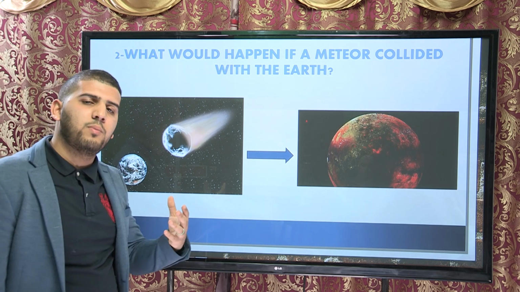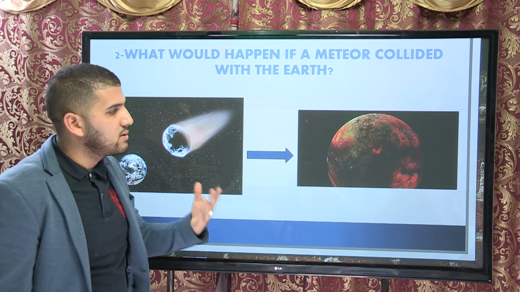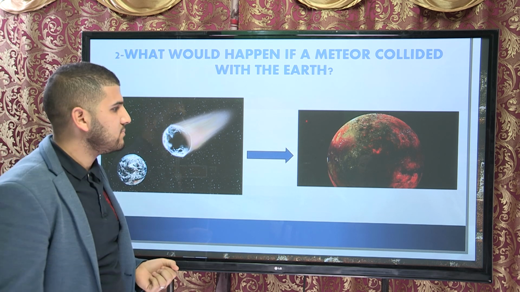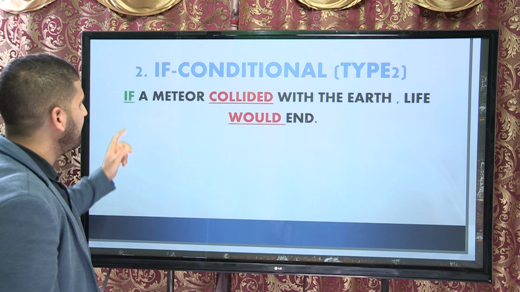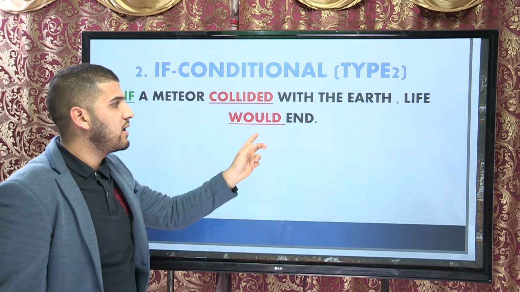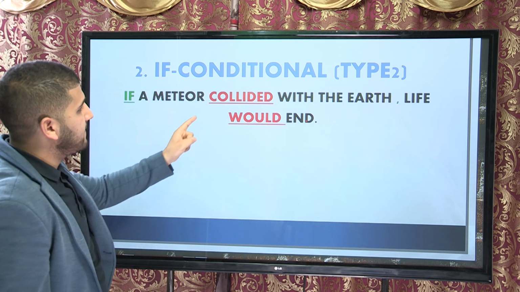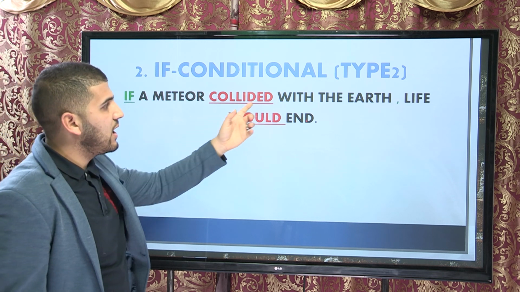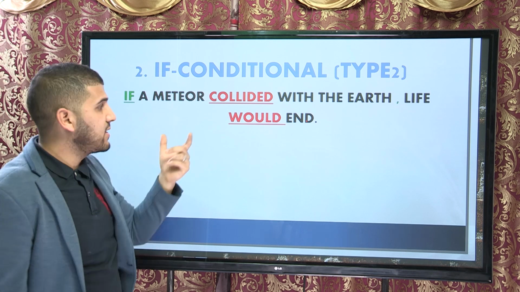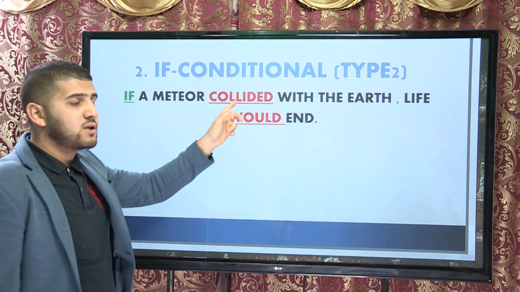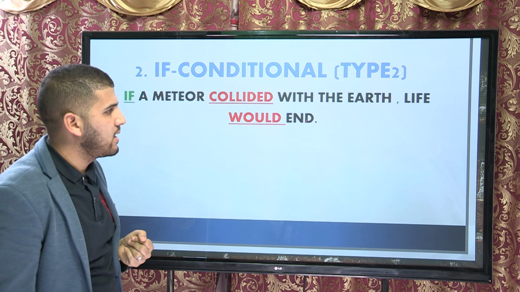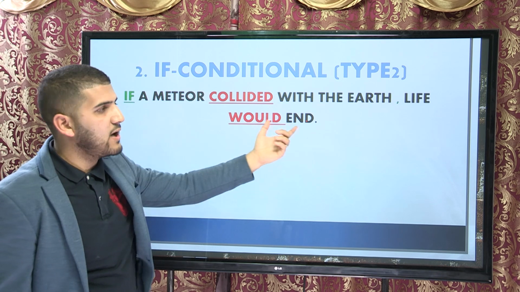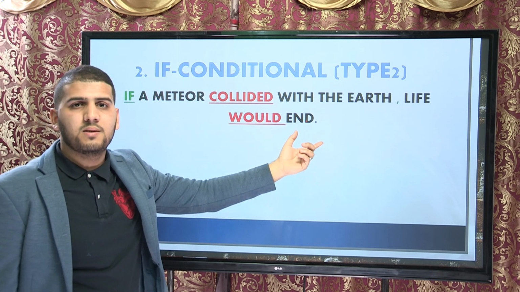Here we are not talking about possibility in the future. We are making a supposition. We are supposing something which is unreal. Let's consider our example. If a meteor collided with the Earth, life would end. What is the tense of the verb which comes after if? Collided. It is conjugated in the past simple. And the verb in the second clause? Would end. So it is would plus stem.